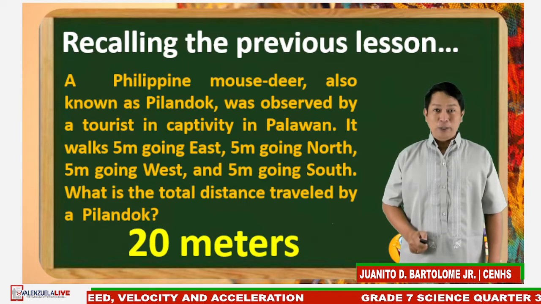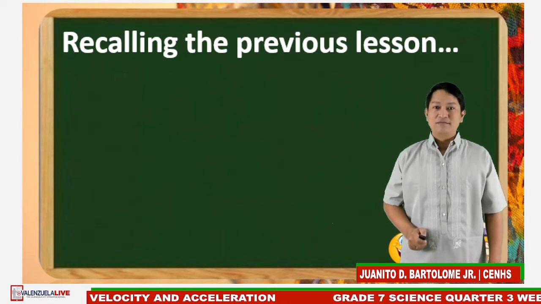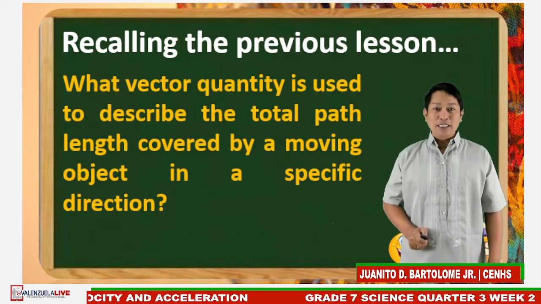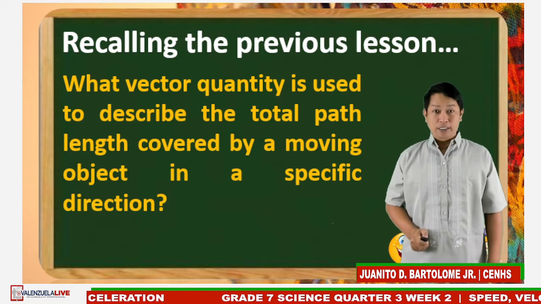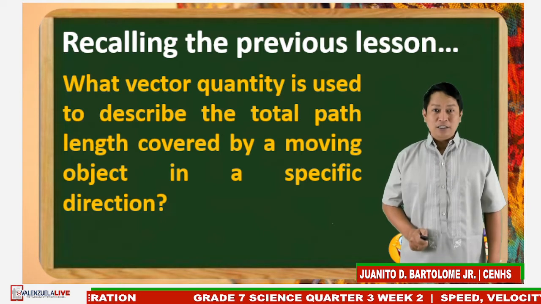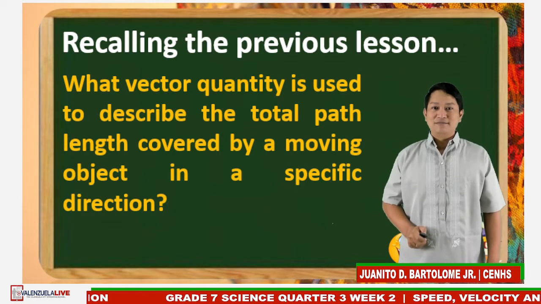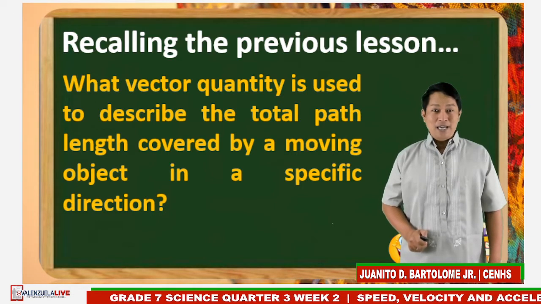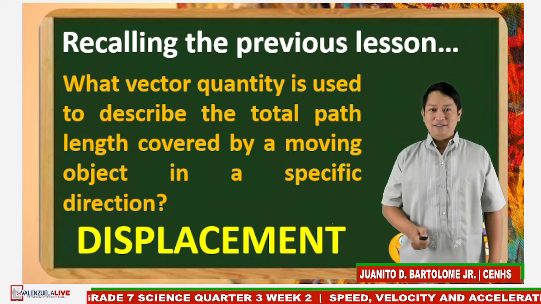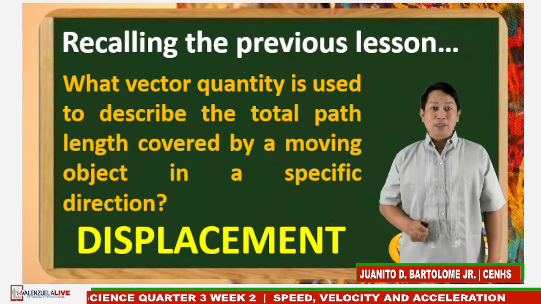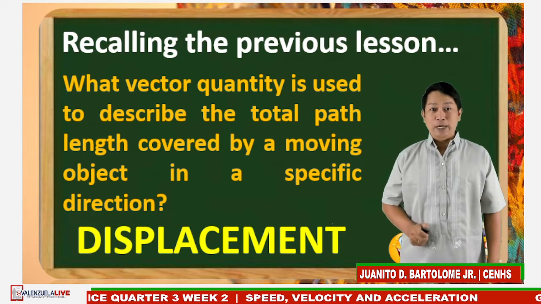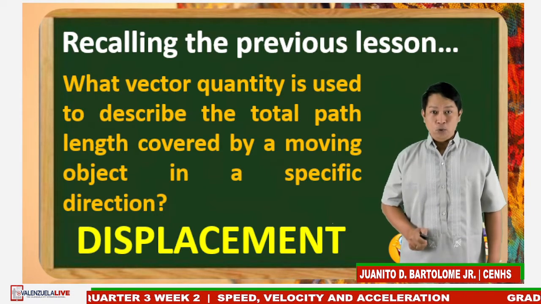Let us proceed to the 4th question. What vector quantity is used to describe the total path length covered by a moving object in a specific direction? You may now key in your answer. Time's up, and the answer is displacement. Remember that displacement refers to the shortest path between starting point and end point of motion.